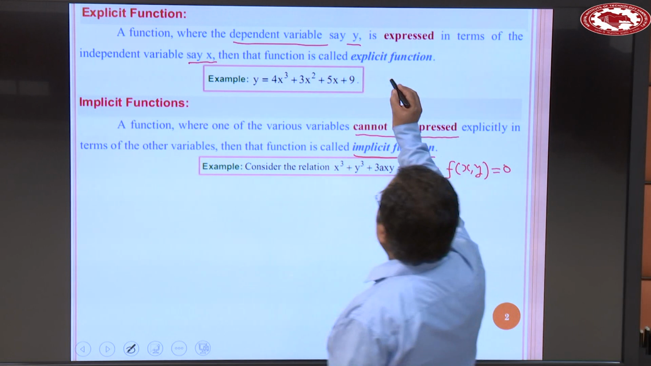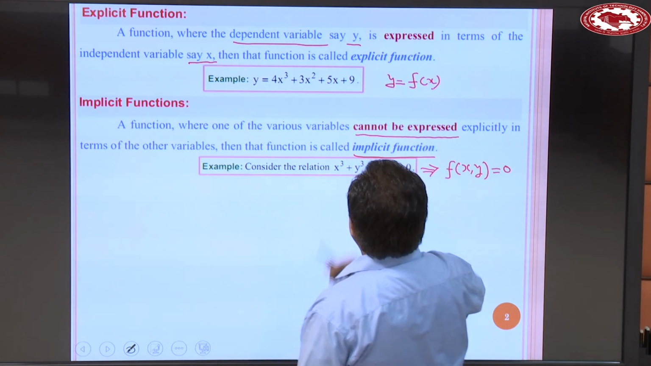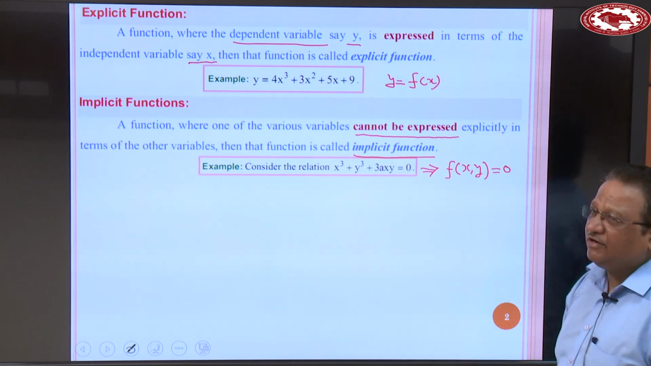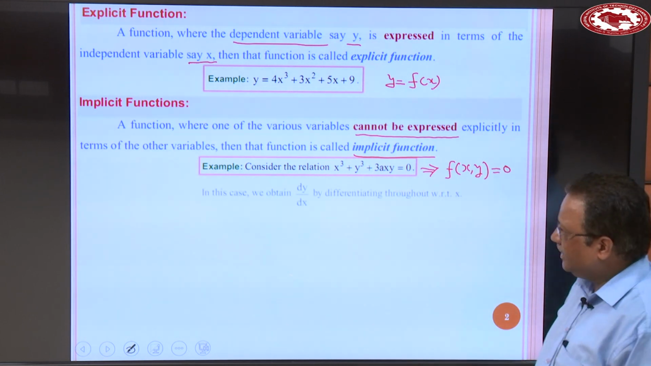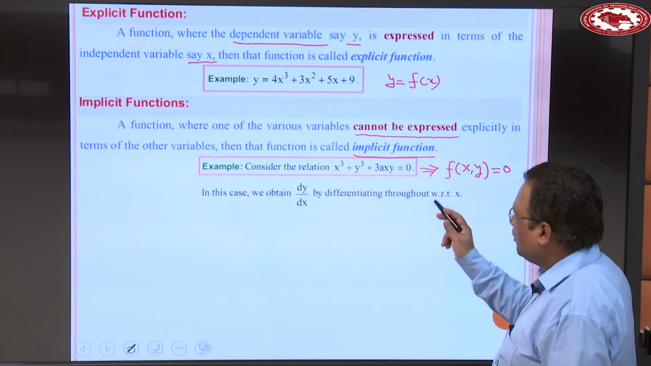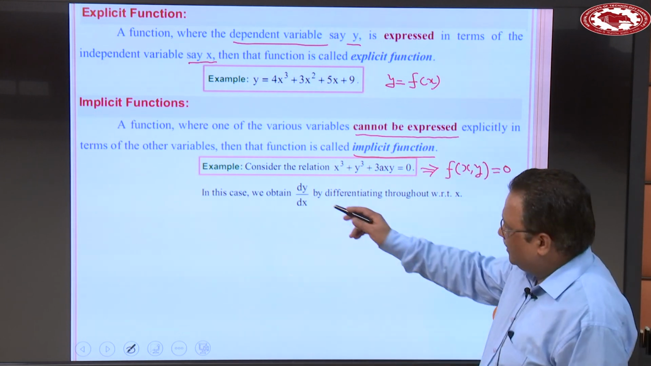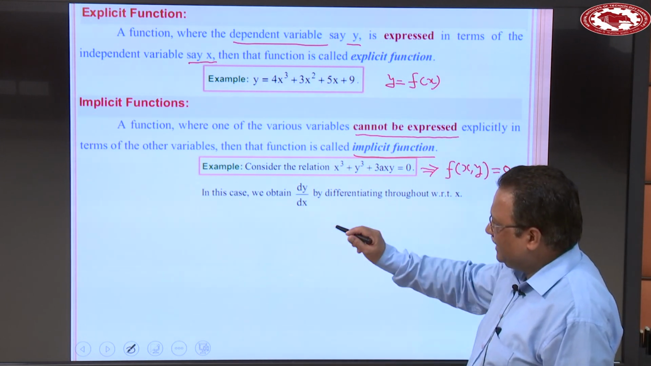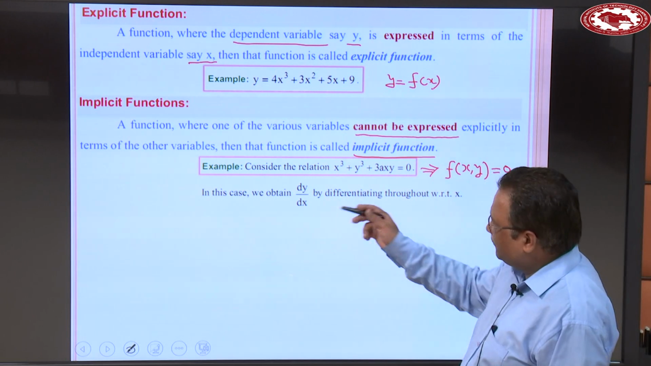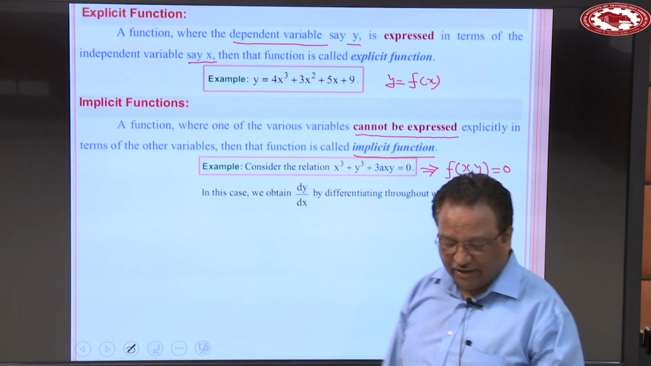But here we can represent y as a function of x, but in this case we cannot. So, in this case we obtain dy over dx by differentiating throughout with respect to x. If you calculate this differential coefficient dy over dx, then we differentiate throughout with respect to x, and we can obtain the value of dy over dx.